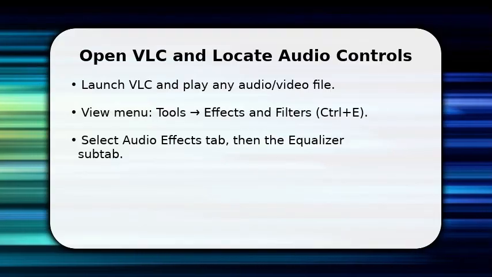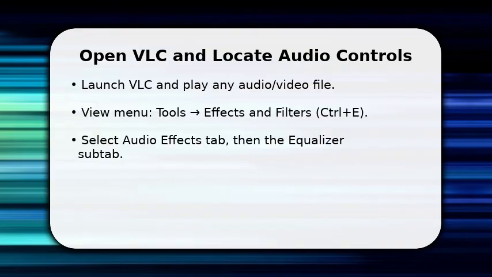You start by opening VLC and playing a file so you can hear changes in real time. Once the file is playing, go straight to Tools, pick Effects and Filters. This opens a dialog with audio options.